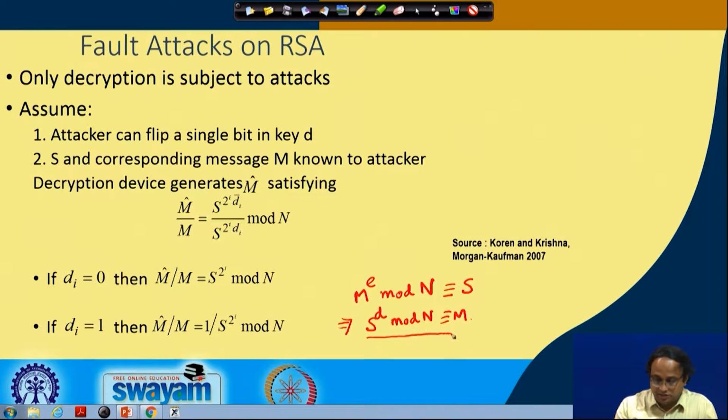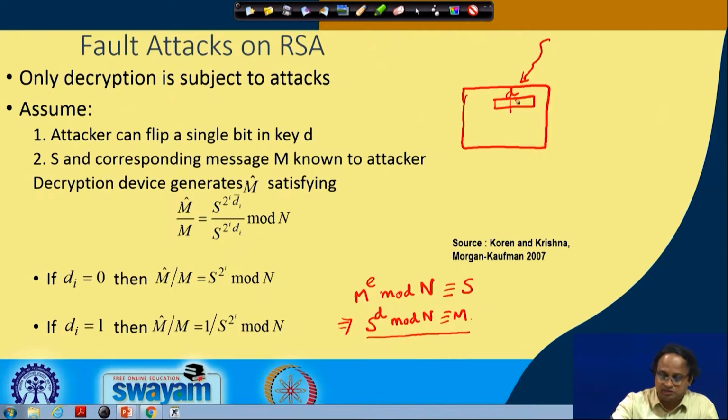So now imagine that there is a crypto system which is doing this operation, and there is a secret exponent inside it. Suppose it's a hardware device, and it is doing this computation, that is S to the power of D modulo N, to get you the plain text. Okay. So now the attacker injects a fault, and imagine that it is able to create a fault in the ith bit. And therefore, because of the fault, it gets a faulty decryption. So imagine that in one case it gets a correct decryption, in another operation it gets a faulty output.